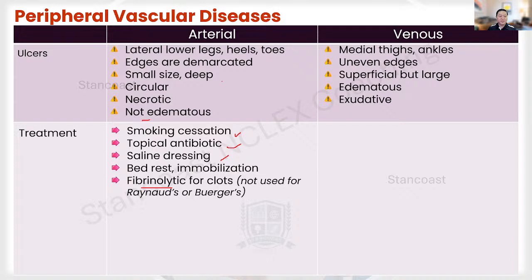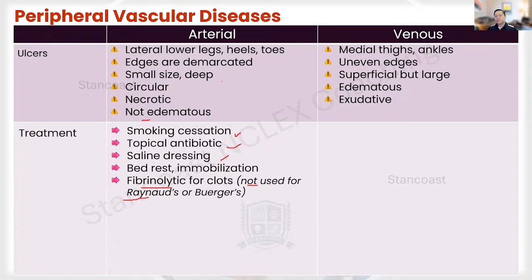However, this is not going to be applicable for those patients with Raynaud's and also Buerger's disease, because the primary cause of those disorders is not clot formation. Okay, so again, fibrinolytic agents are not applicable to patients that have Raynaud's and Buerger's disease, because they are not caused by clot formation.